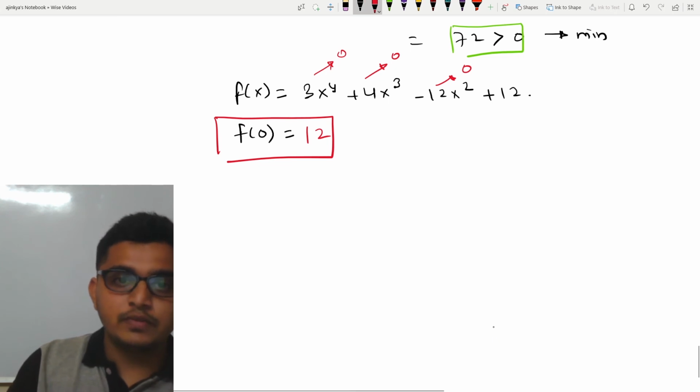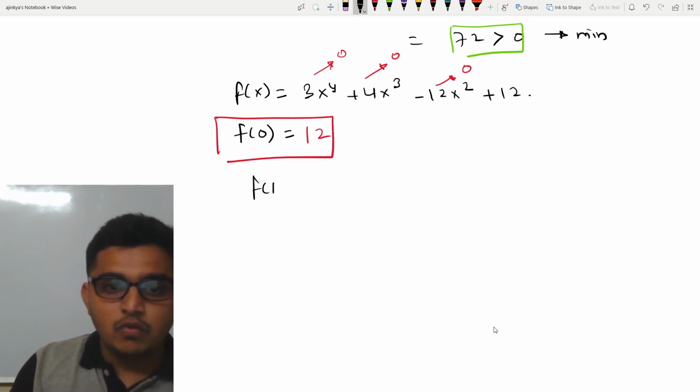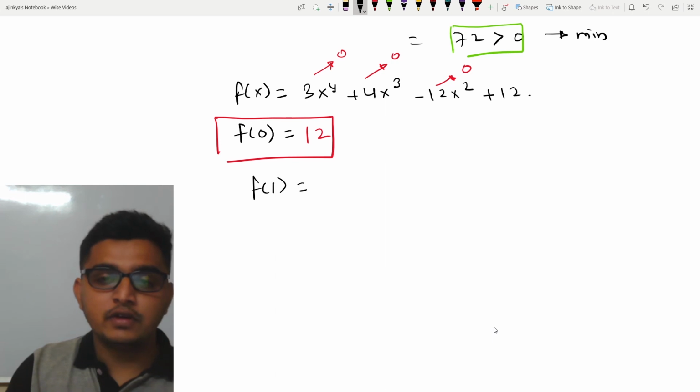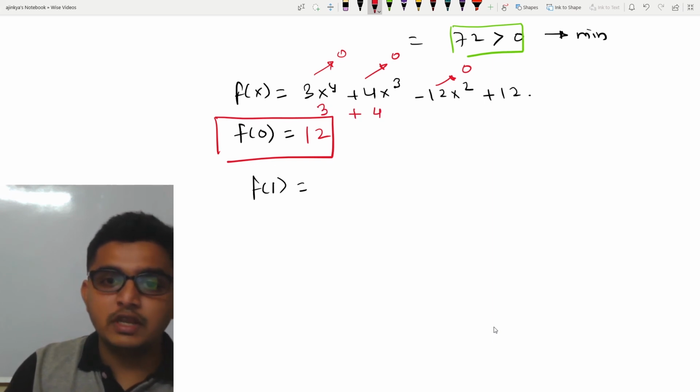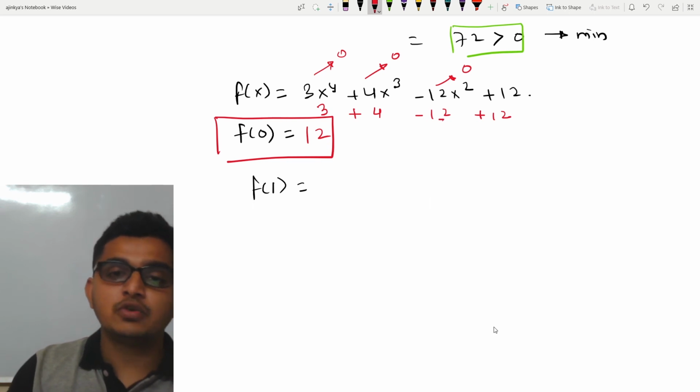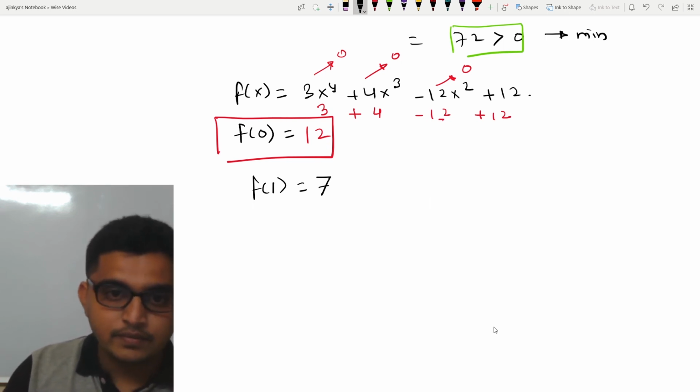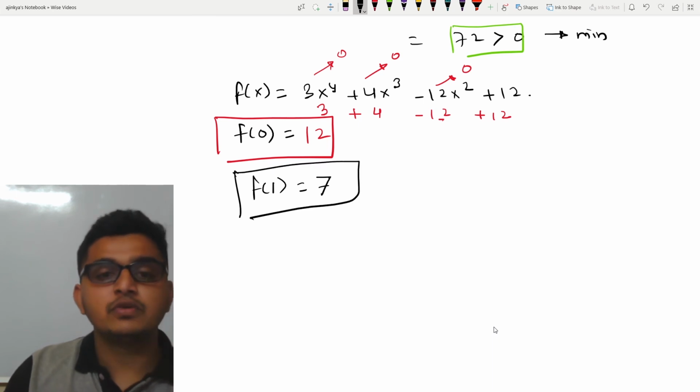So if you put f of 1, then what are you going to have? Let's put 1 over here. This term you are going to have the value as 3, this term you are going to have 4, 3 plus 4, this term you are going to have minus 12, and then this term you are going to have the value as 12. So plus 12 minus 12 is going to get cut, and your final answer is going to be 7. So f of 1 is going to be 7.